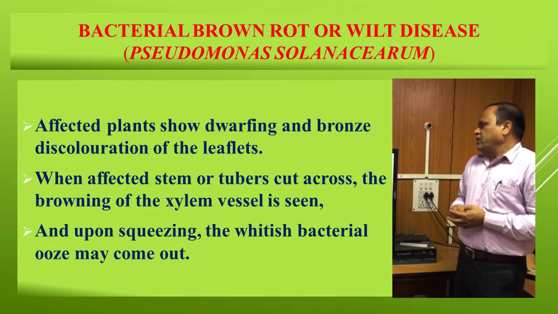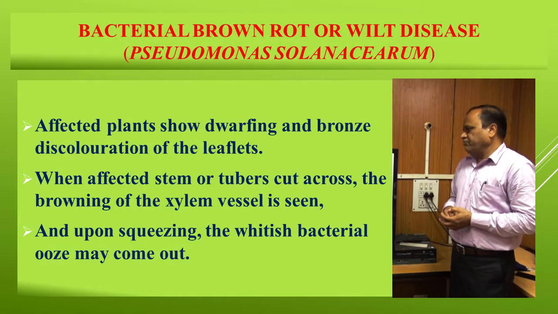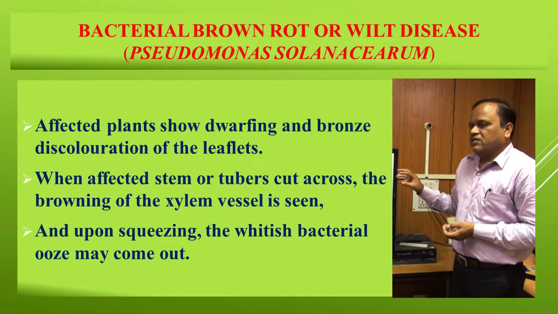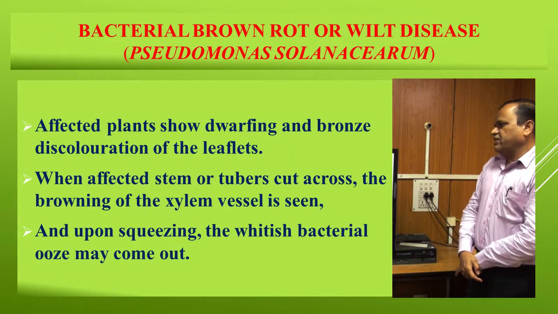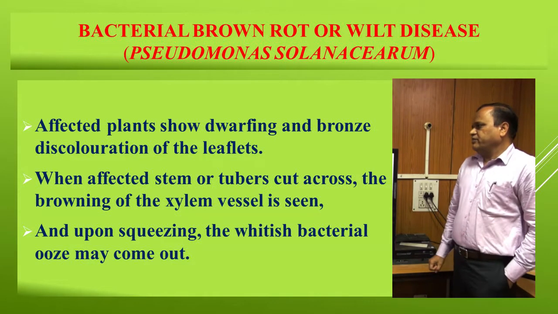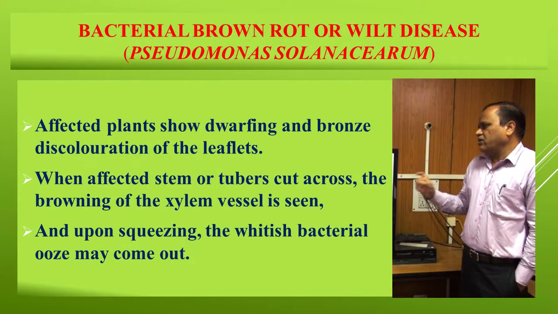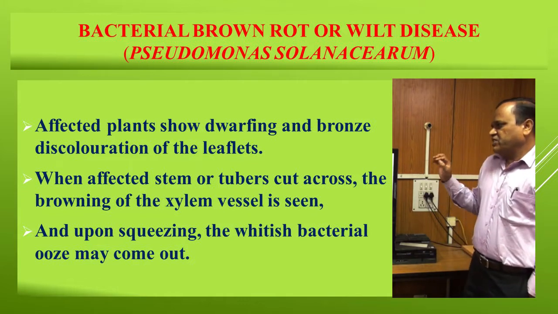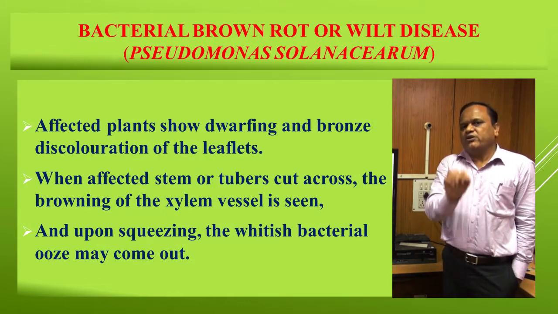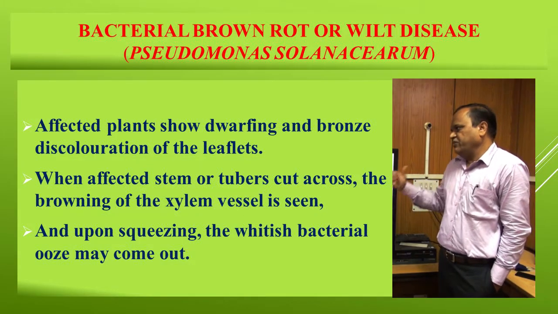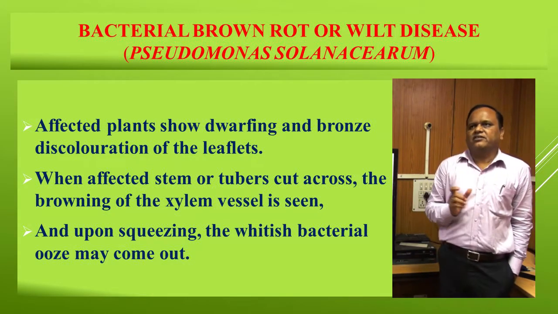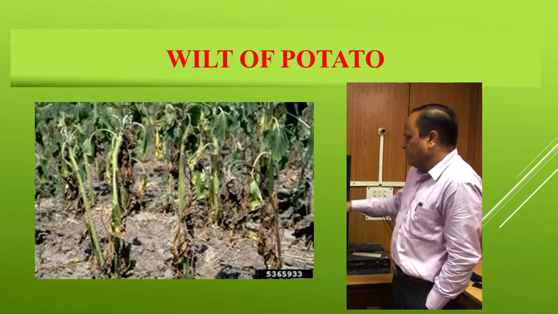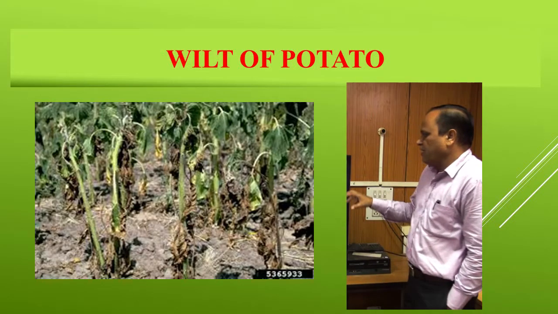Now another bacterial disease is bacterial brown rot or wilt disease that is caused by Pseudomonas solanacearum. What are the symptoms? Affected plants show dwarfing and discoloration of the leaflets. When affected stems or tubers are cut across, browning of the xylem vessels is seen. And upon squeezing, whitish bacterial ooze may come out. And this is all about the symptoms of bacterial wilt or bacterial brown rot. Now you can see the visual of affected plants of the potato.